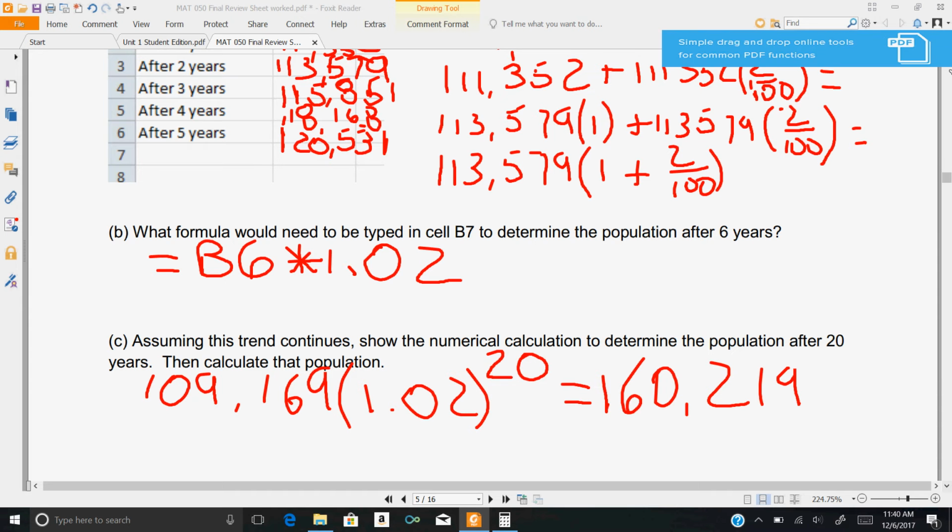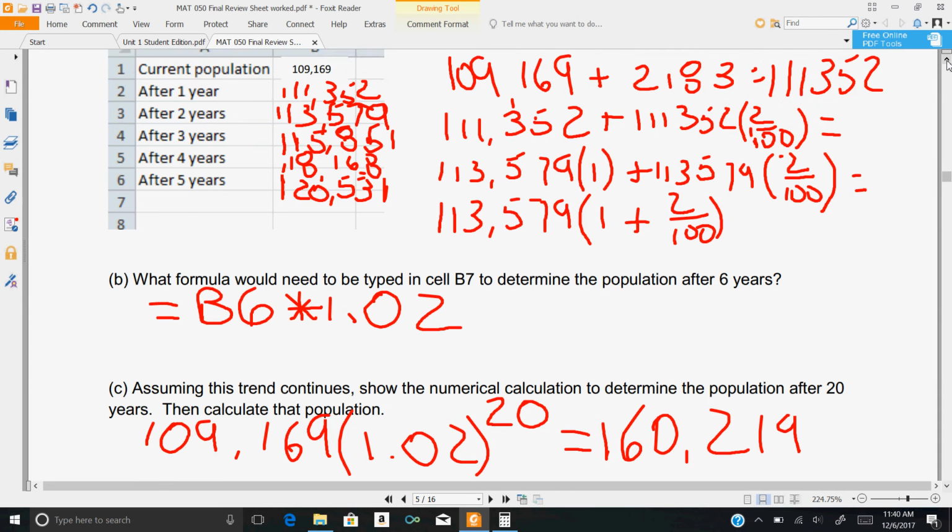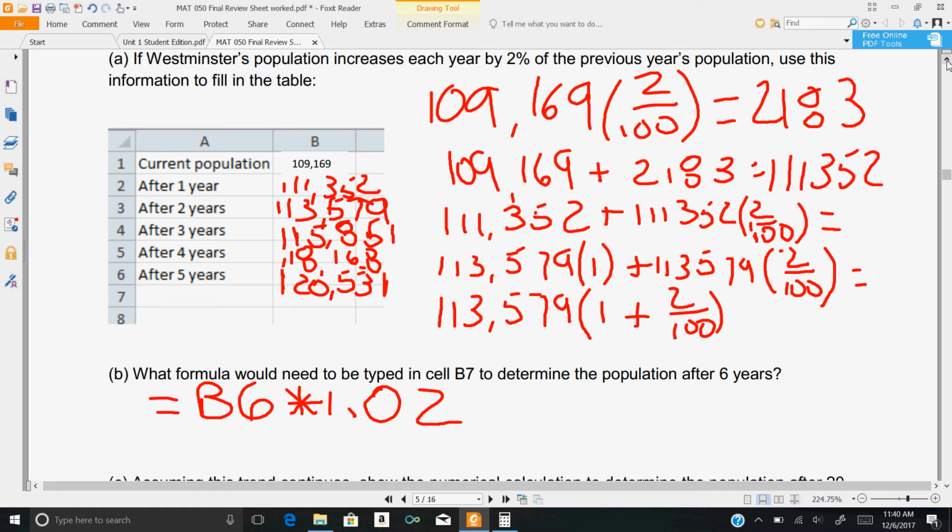And the main thing I want you to see, the most important thing, is that you do not add 2,183 each time. And that's because of this, 2% of the previous year's population. So it adds 2% of the population from the year before, not 2% of the 109,169.